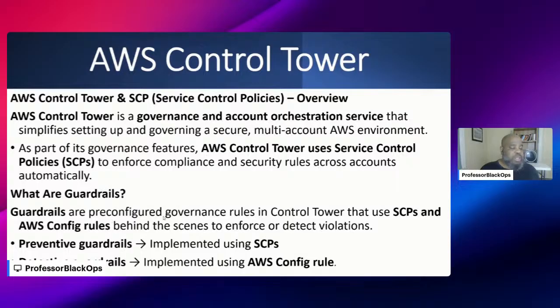What are guardrails? Pre-configured governance rules in Control Tower that use SCPs, service control policies, and AWS Config rules behind the scenes to enforce or detect violations. Preventive guardrails are implemented using SCPs. Detective guardrails use AWS Config rules. The SCPs can block it. With Config rules, you say, this is the rule I want, and it will detect that you have it set up wrong. Then a lot of times you will send an email to security, the project manager, or the development lead of that team.